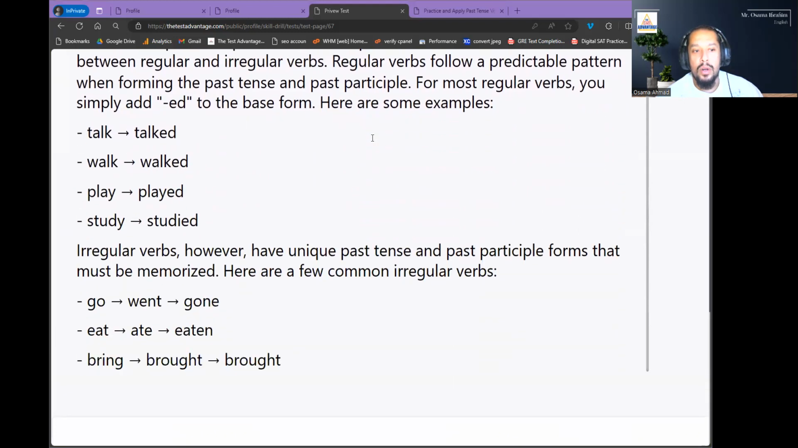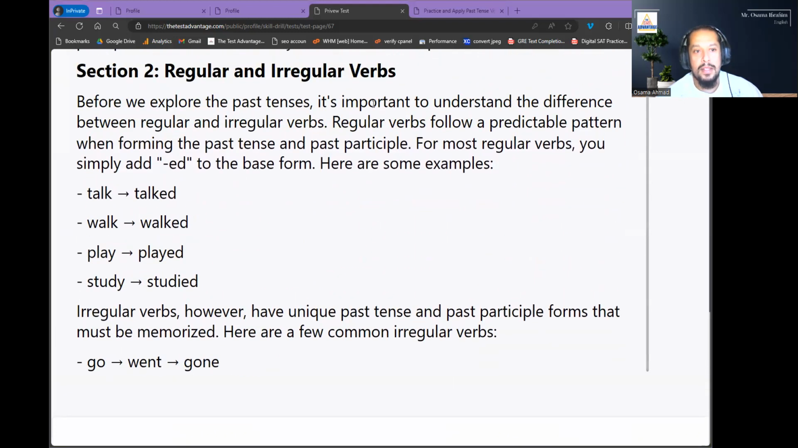Now, before we talk about past tense verbs, you need to understand there's something called regular and irregular verbs, and this can cause confusion. It's important to understand the difference between these two. Regular verbs follow a predictable pattern when forming the past tense. So most regular verbs receive an ed, right? Talk, talked, walk, walked, play, played, study, studied. These are regular, these are normal.